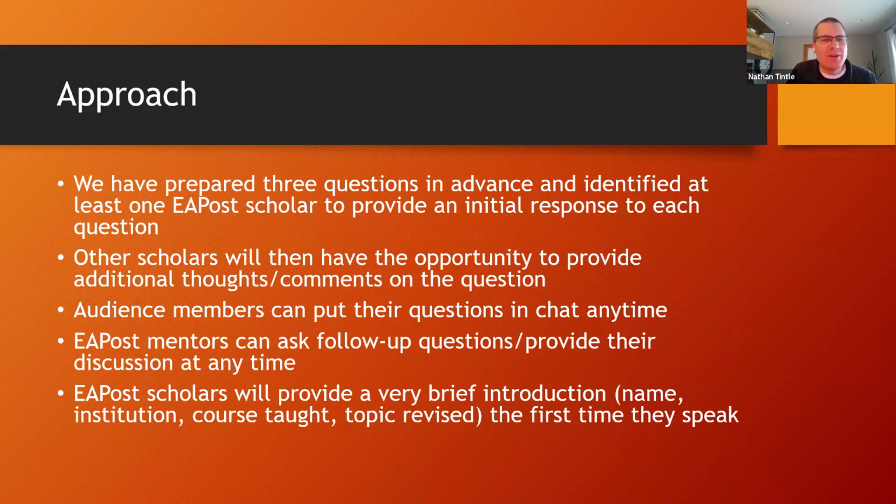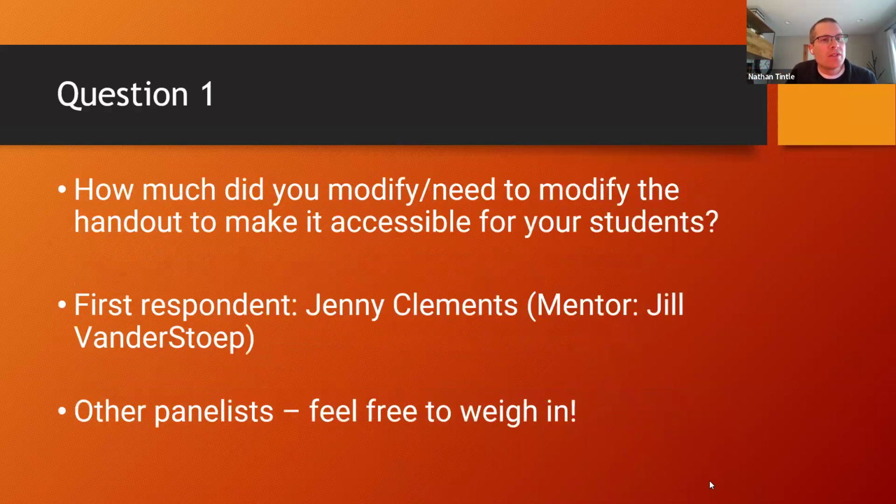And mentors, I'll ask you also, I think that's Jill in this case, if you've got any follow-up questions, obviously jump in, unmute at any time. As time permits, and I think we will have time today, we've got a few other questions we'll throw to the panelists, popcorn at the end, and also open things up to those of you who are listening in today with any questions you have for the EA Post mentors or for the panelists about their implementation. So with no further ado, we'll turn things over to Jenny.